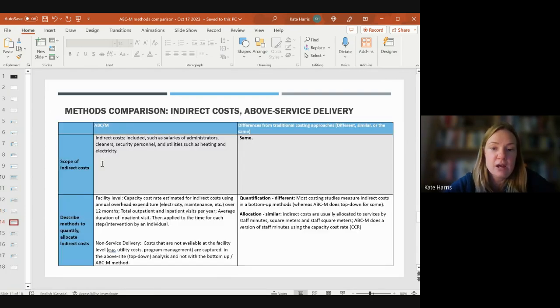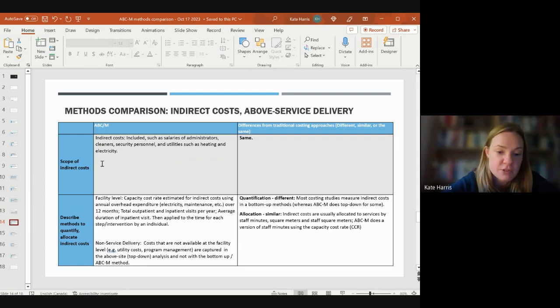On indirect costs above service delivery, the scope of the indirect costs in activity-based costing includes things like salaries of administrators, cleaners, security personnel, utilities, anything that is required to keep the facility going. And that's the same in other costing approaches. And how these are quantified and allocated is by these capacity cost rates that we were just speaking about. And so the cost for each of those indirect and how much is used is then applied to that service.